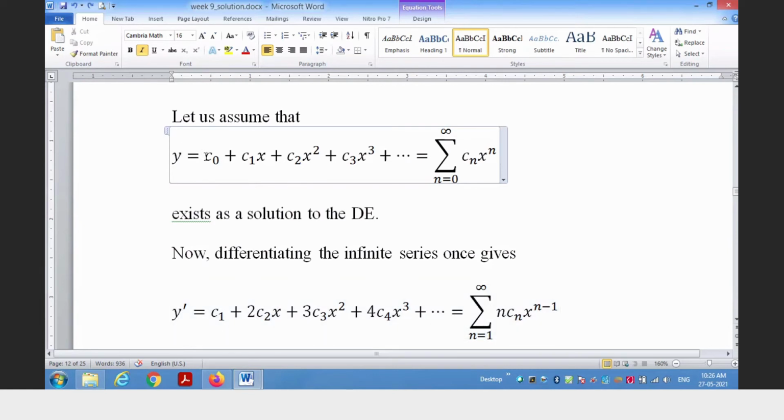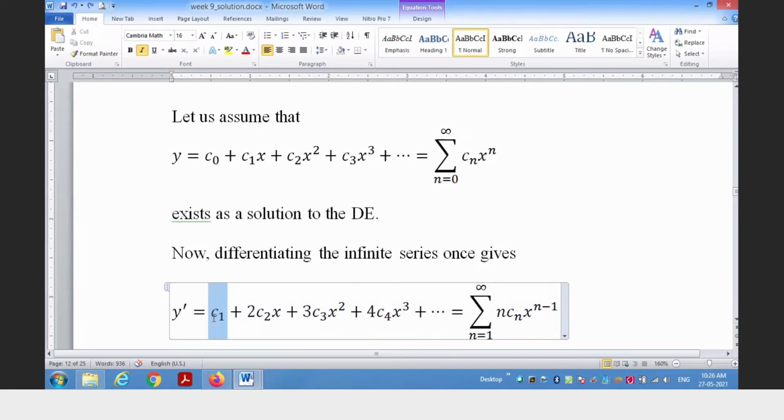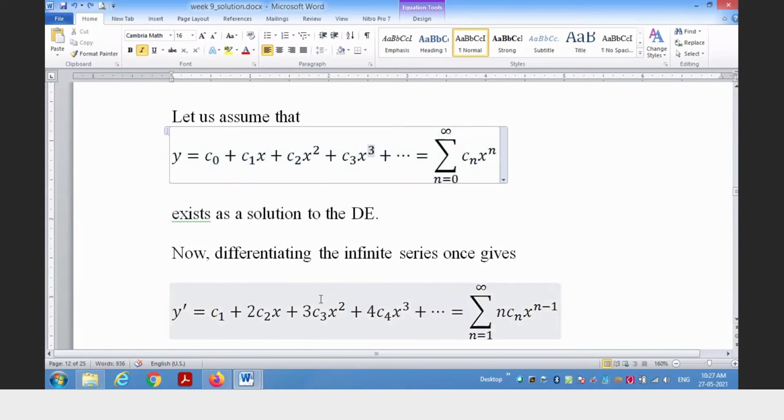We differentiate c naught with respect to x. c naught is a constant. Differentiating a constant with respect to x, we have 0. That's why c naught disappears, because it will be 0 if we differentiate it. Then differentiate c1 x with respect to x, we have c1. Differentiate c2 x squared, we have 2 c2 x. And then c3 x cubed, we have 3 c3 x squared, and so on.